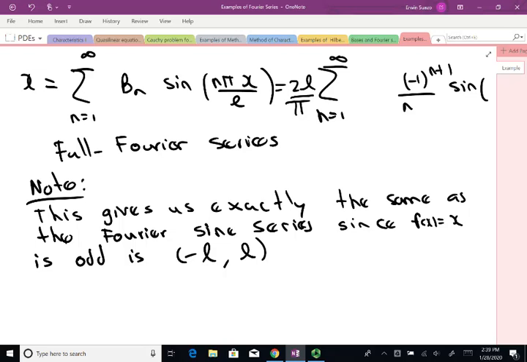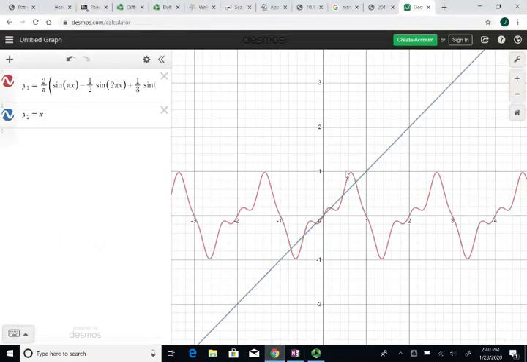Okay, so let's graph these. Let me put here my computer. We're going to use something called Desmos. Sorry, I didn't connect my computer right. Okay, so we're going to do this.